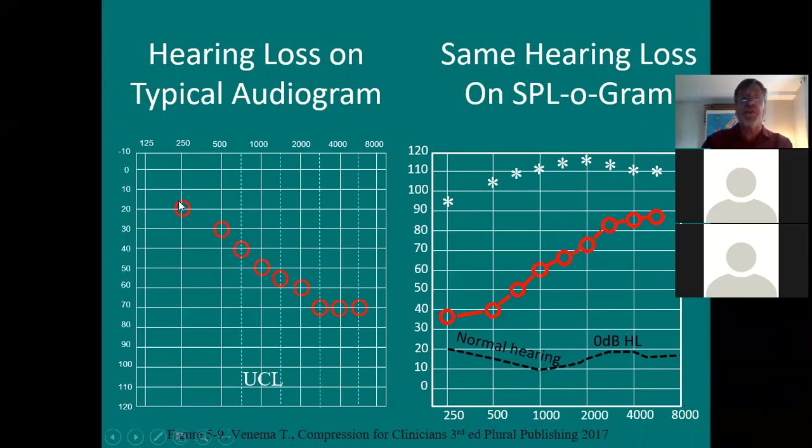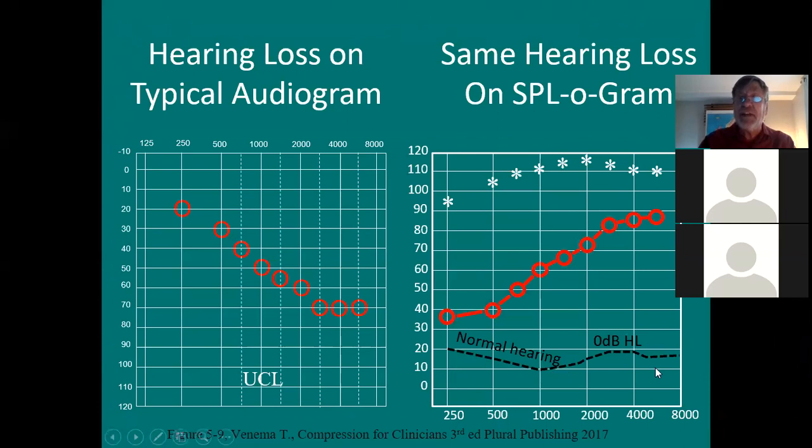Here's your thresholds in dB HL. Here's the same thresholds plotted in dB SPL. How did we get from here to here? You added this to this. So this plus this equals this. So if you're looking at this threshold being 20, and you're looking at 20 dB required to just barely hear, okay, add them together, you're at 40. See what I mean? Okay, so there you go.